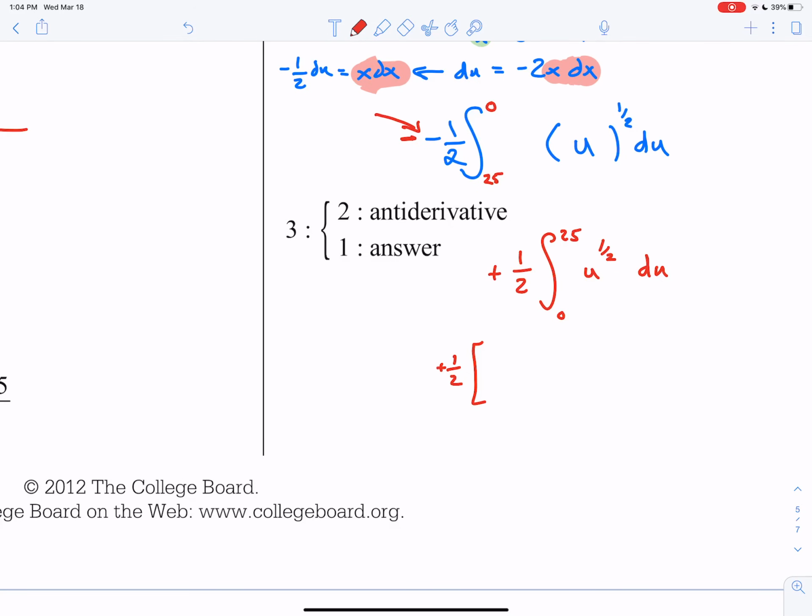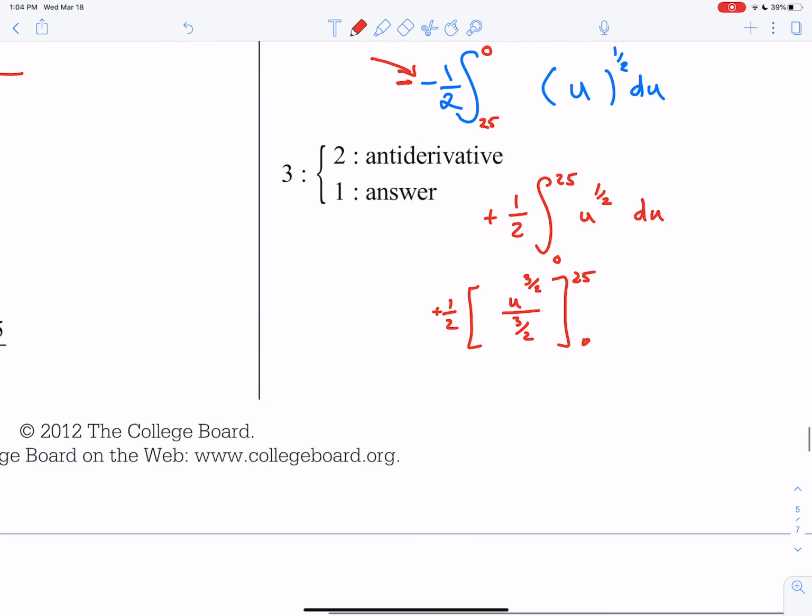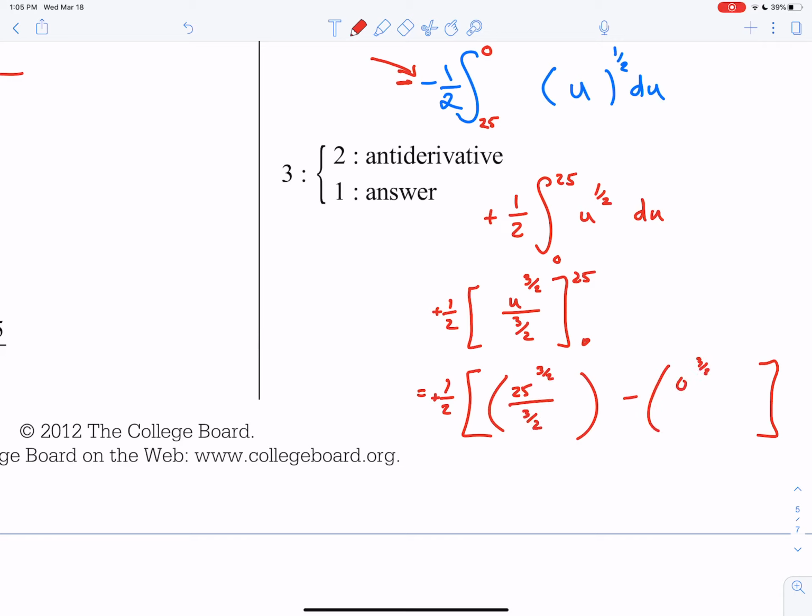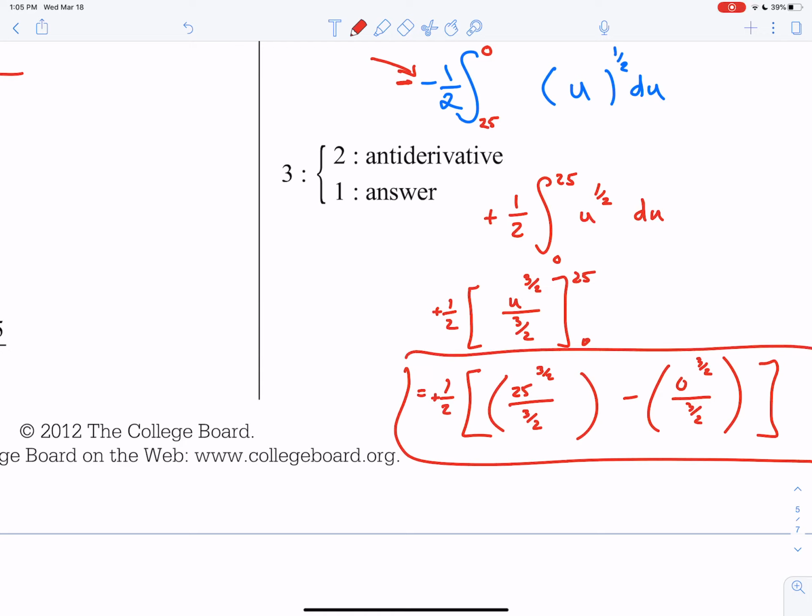The integral of u to the 1/2 is just going to be u to the 3/2 over 3/2. Okay, from 0 to 25. Still, there's a little bit of calculus left, so we have to keep going. This is going to come out to positive 1/2 times 25 to the 3/2 over 3/2 minus 0 to the 3/2 over 3/2. I wouldn't even simplify it. Equal is equal there. That's enough for you to get your points.